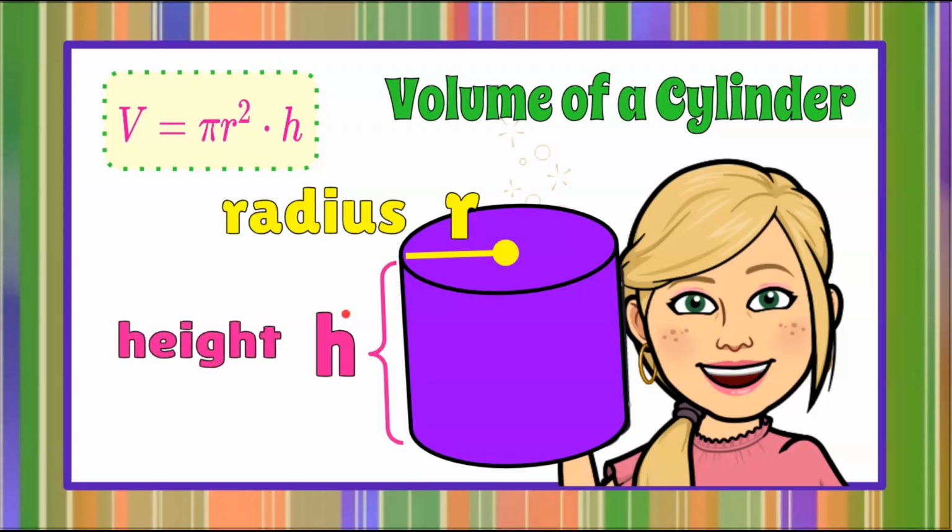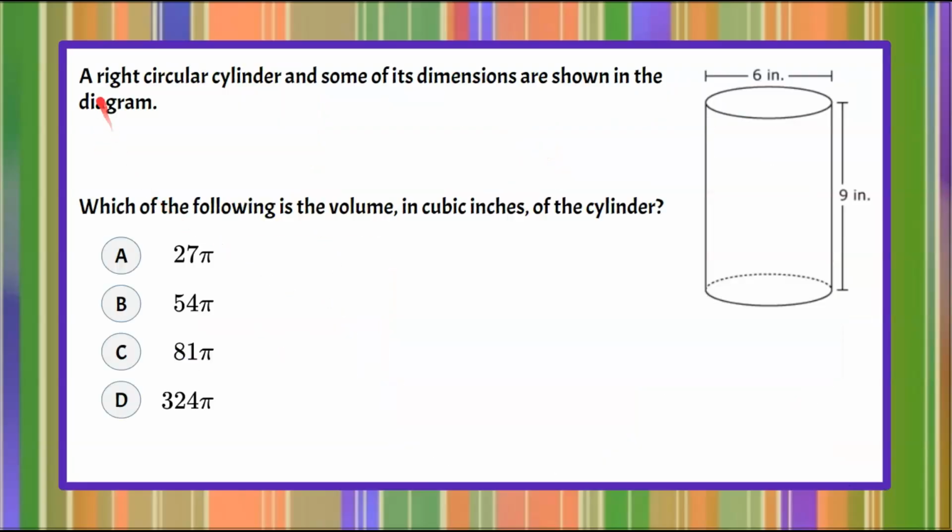and its height. Here's our question today. We're given a right circular cylinder and some of its dimensions shown here in this diagram. We're asked which of the following is the volume in cubic inches of the cylinder, and you're given 4 answer choices. Here's where I would like you to pause the video, do your best work, and then come back to see my solution. Good luck.